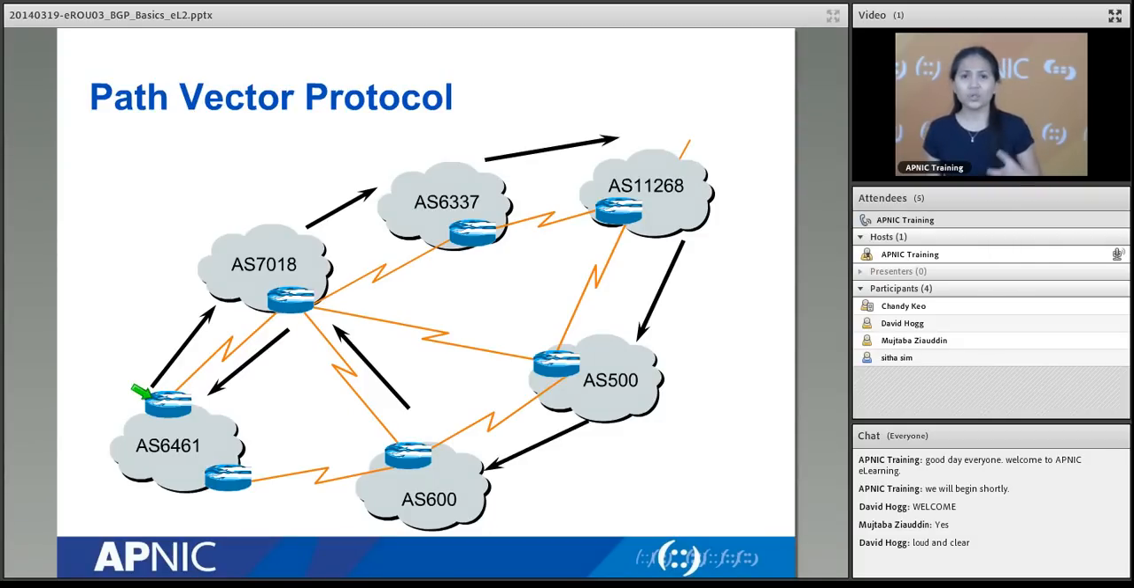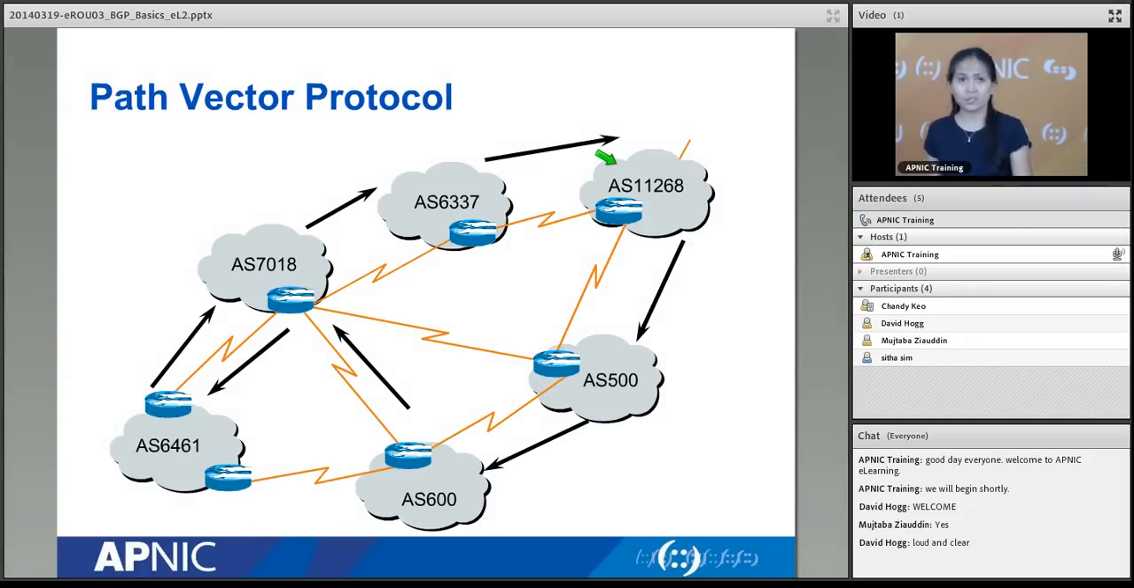Okay, each autonomous system will have one speaker node. We've already called it earlier. It's called a border router. The border router creates a routing table. It advertises these learned routes to its neighbor speaking routers. So in this case, 6461 announces prefixes to 7018 and AS600. AS7018 announces to the next one. AS6337 announces to the next one. So again, it's a series of announcing or advertising routes and also accepting routes.